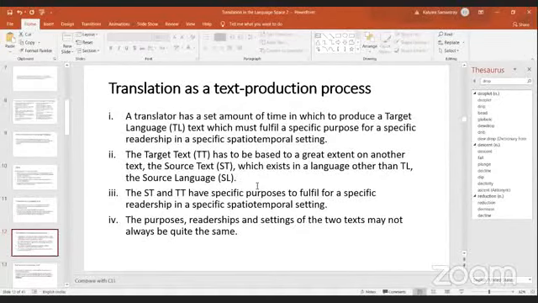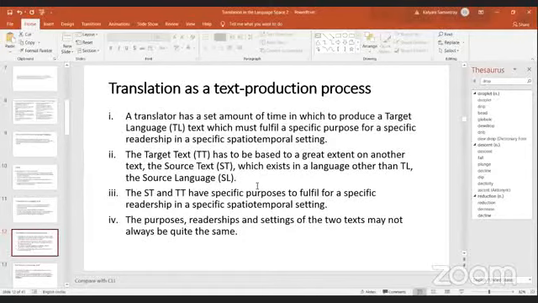This time must fulfill the specific purpose for a specific readership in a specific spatio-temporal setting. So even if we say that communicative language teaching is a free procedure, if we look at the approach, it's also bound by the same limitations. There is a set amount of time in which we conduct our communication, we interact with people, we read and write in the communicative methodology, we produce something, whatever kind of text, for a specific readership and in a specific context.